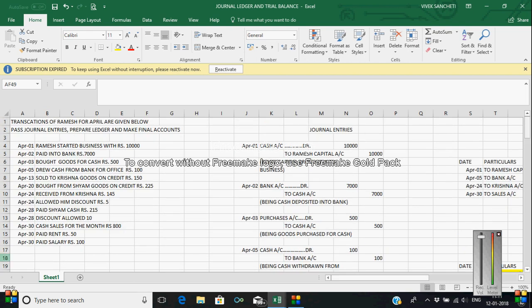This is the transaction in a business. You can just have a glimpse of this transaction. You can write it also if you want to. Fine. So I will hold here for a few seconds.